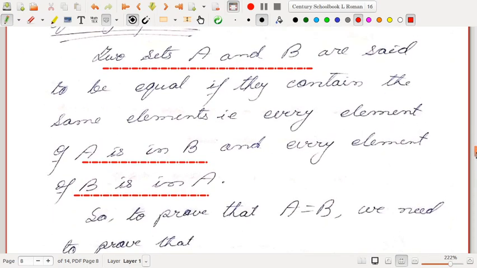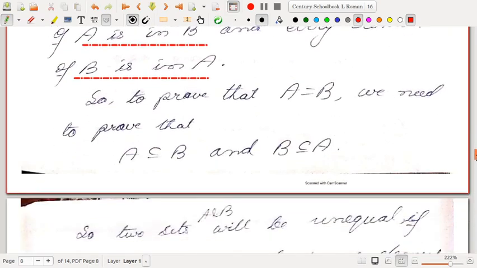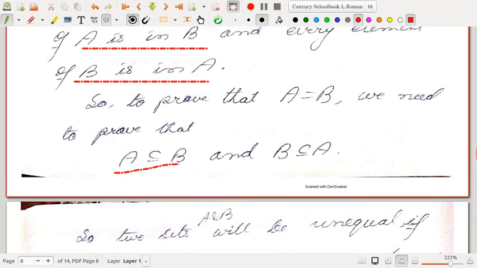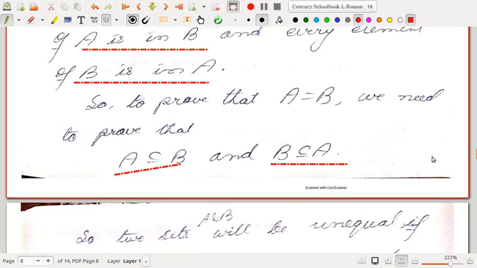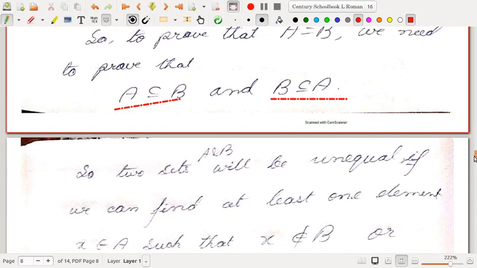So in order to prove that A is equal to B for two sets, we have to prove that A is a subset of B, that is every element of A is in B. Also we have to prove that every element of B is also in A. So these two things we have to prove. This is a very fundamental concept of set theory. To prove the equality of sets, this is the only possible way. We have to show each is a subset of the other, right?